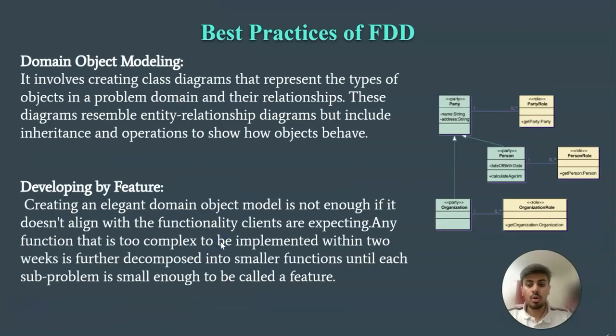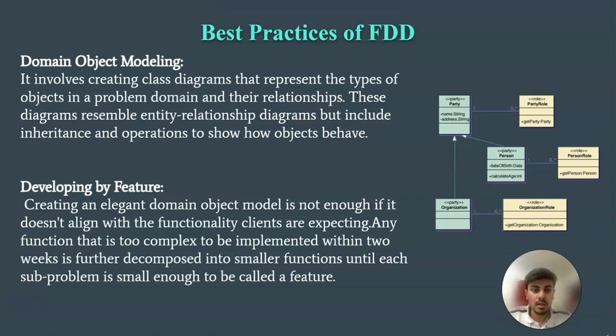So, first, domain object modeling. Domain object modeling involves creating class diagrams that represent the types of objects in a problem domain and their relationships. These diagrams resemble entity relationship diagrams but include inheritance and operations to show how objects behave. Sequence diagrams can complement these class diagrams by showing how objects interact. So the domain object models show how these classes are related to each other and interact.